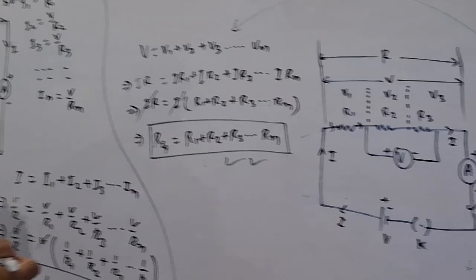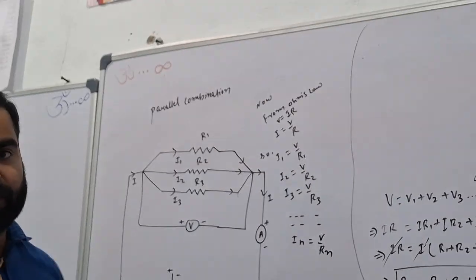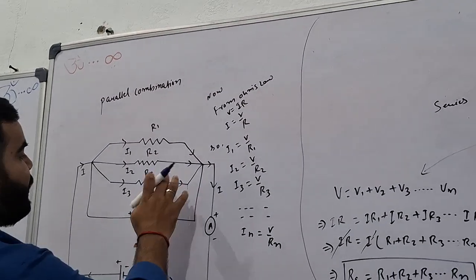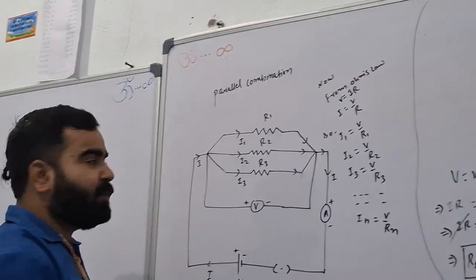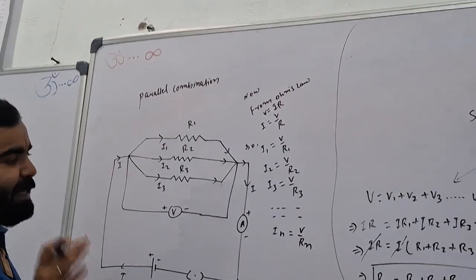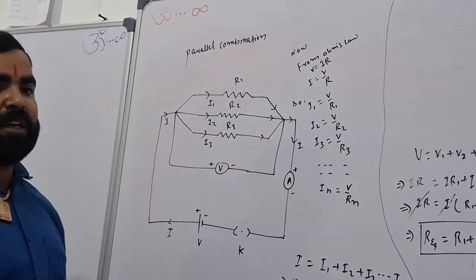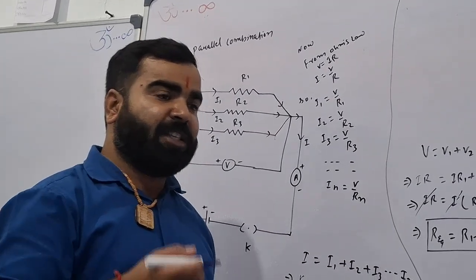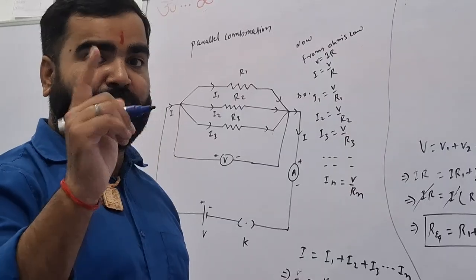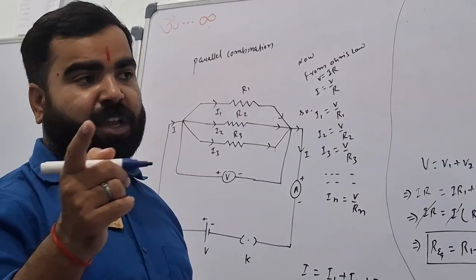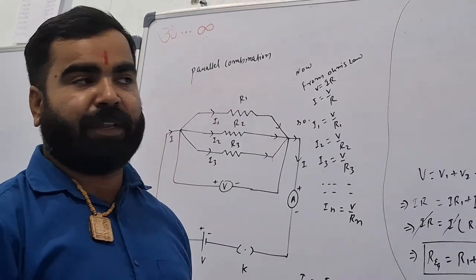Now coming back to here. Am I visible clearly here? Yes, sir. Parallel combination. In the same way, if the current flowing through each and every resistor is different, then it will be a parallel combination.